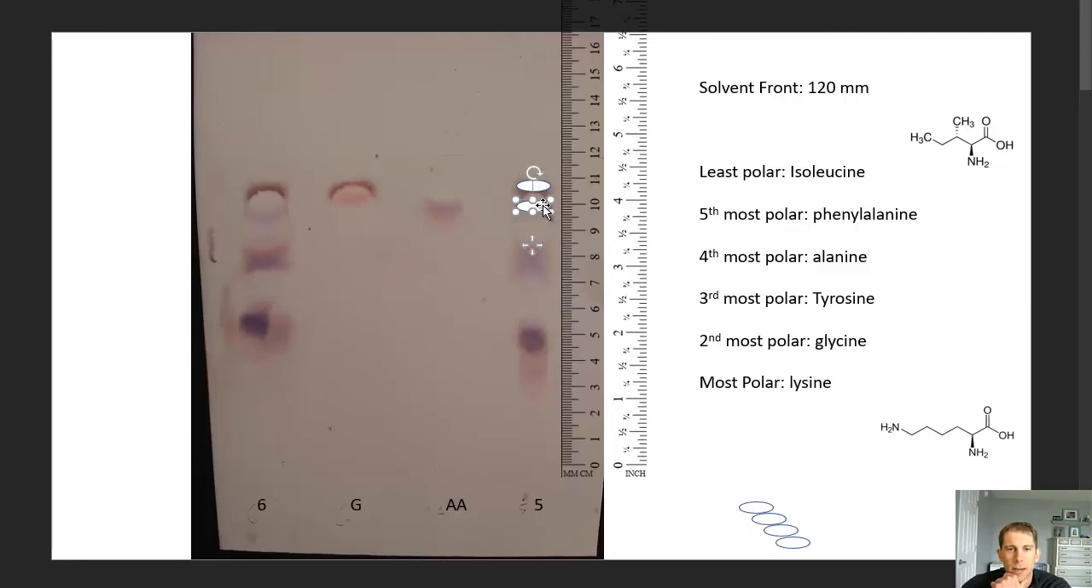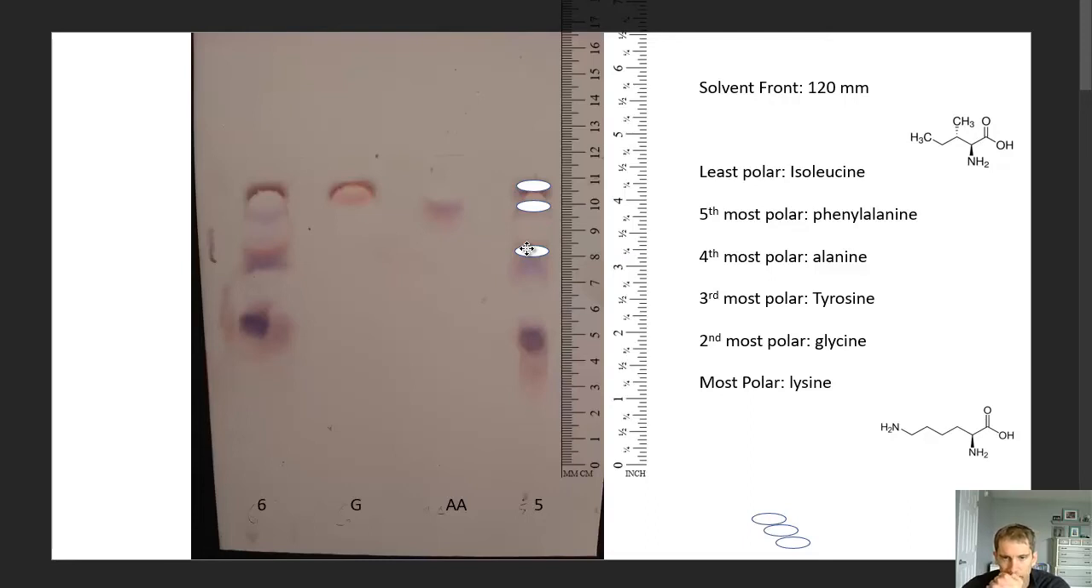For the next highest compound that traveled, our 5th most polar compound or our 2nd least polar compound, we have phenylalanine, and that one also pretty clearly matches up with our other unknown. So hopefully you can come to a conclusion of what unknown AA is. Now, the reason why I wanted to talk about this in more detail is because we need to make some conclusions on where our last amino acids are.